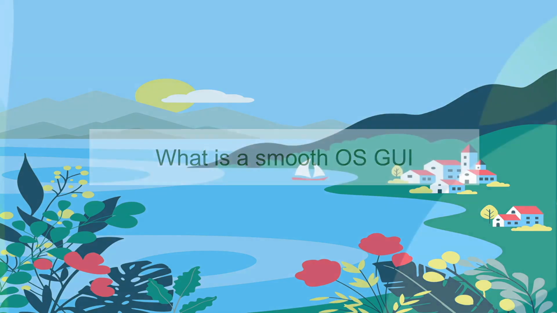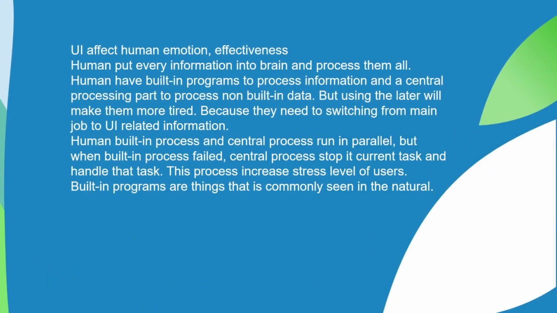First, we need to know how brains work. At any time, the brain takes in every piece of information and processes it all. The human brain has built-in programs to process information and a central processing part to process non-built-in data. But using the latter will make them more tired, because they need to switch from the main job to UI related information. Also, the human built-in process and central process run in parallel. But when the built-in process fails, the central process stops at the current task and handles that task. This process increases the stress level of users.